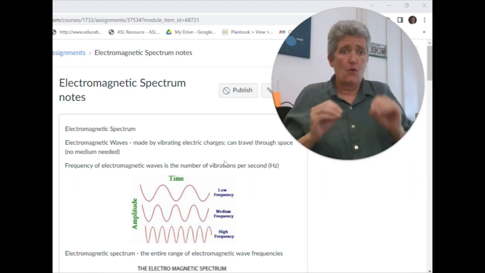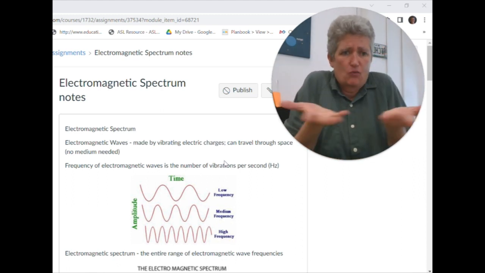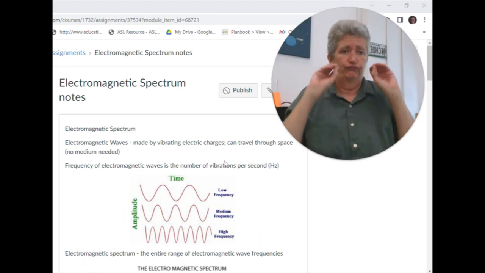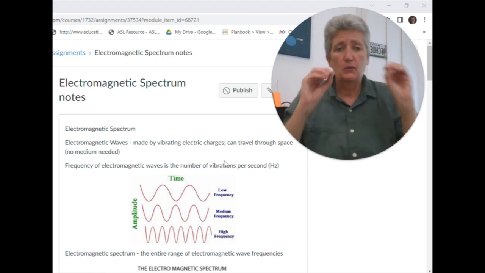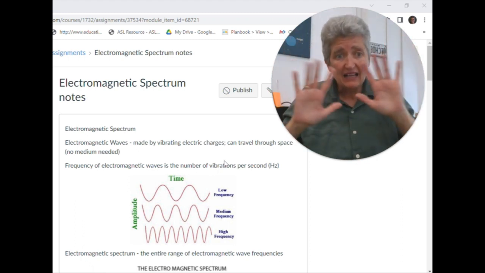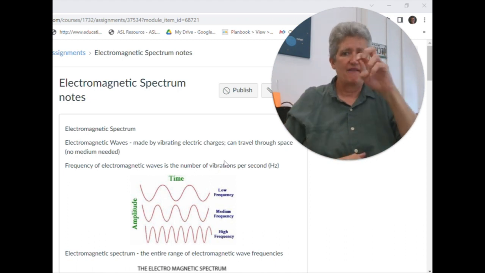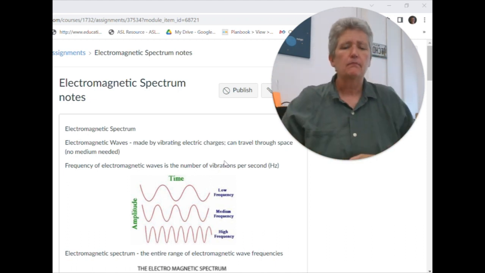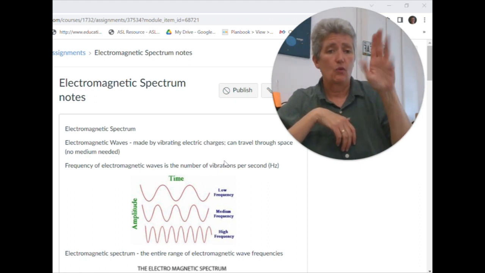EM waves can travel through anything. They don't need a medium. Do you remember that word? It means a material. None is required for an EM wave. So EM waves can go through space. It doesn't have to go through a liquid or a solid or a gas, none of that. But an EM wave can go through space.